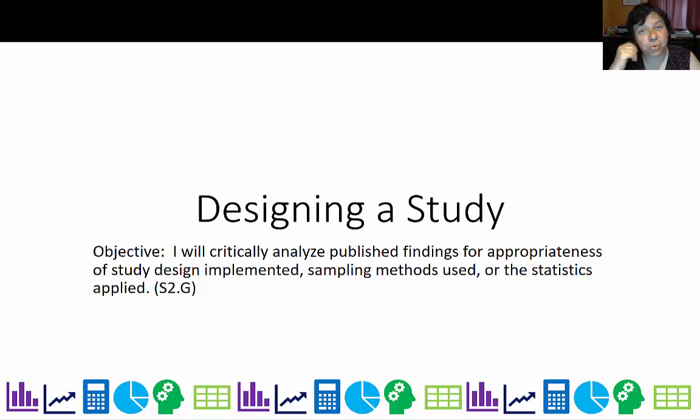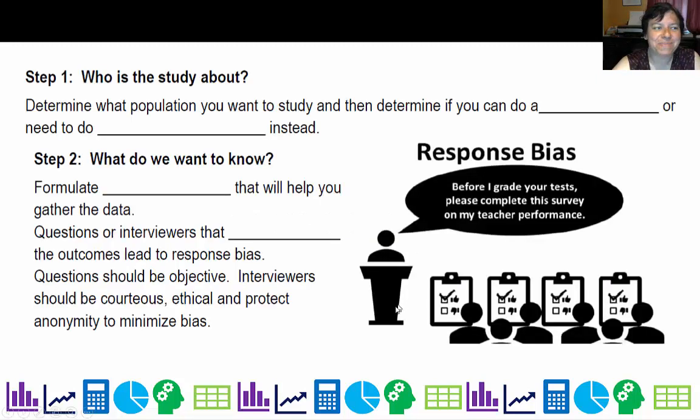And we're learning about control groups and experiments, and we're talking about designs of studies today. One of the first steps in a study is to know who the study is about. So determine what population you want to study, and then determine if you can do a census or just need to do a sampling. A lot of times, if you can get everyone and do a census, that's great. But there are times you don't want to do a census, like, say, for a blood test. We don't want all your blood.